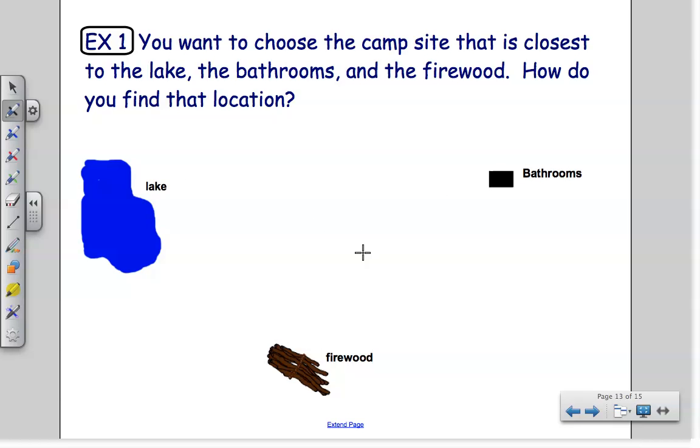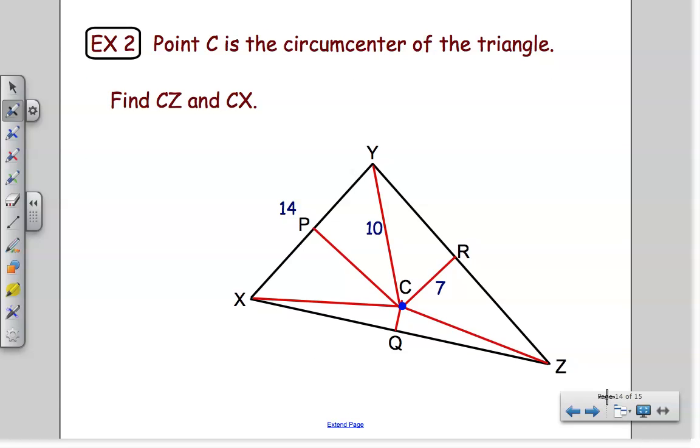I need you to come up with a plan for this because we're going to do this in class tomorrow. This is your homework. Give me a plan. How are we going to find the location that will be the same distance from all three of these things? And a little bit more before we're done with this video here. We see a triangle. It tells me that point C is the circumcenter of the triangle. C is the circumcenter. That means that perpendicular bisectors must have met at C.